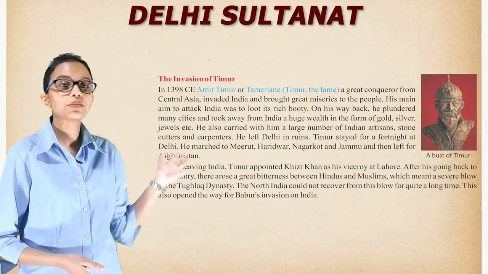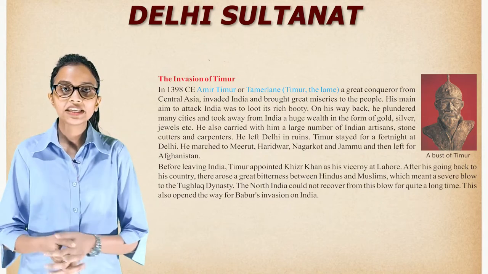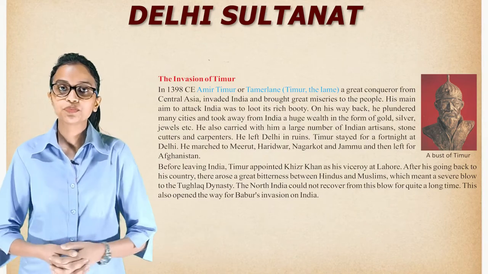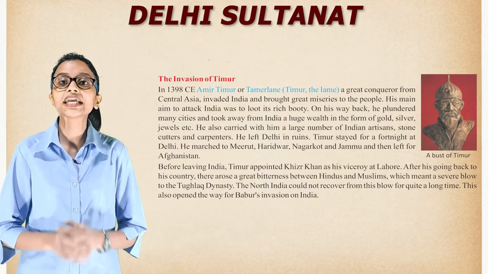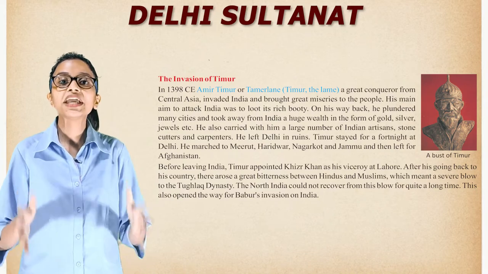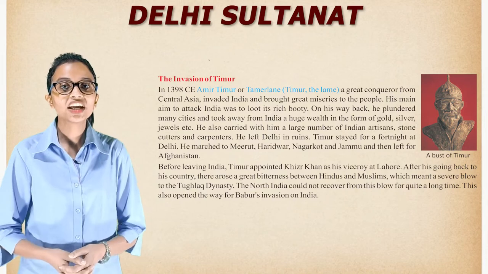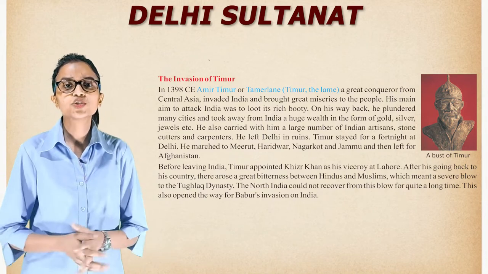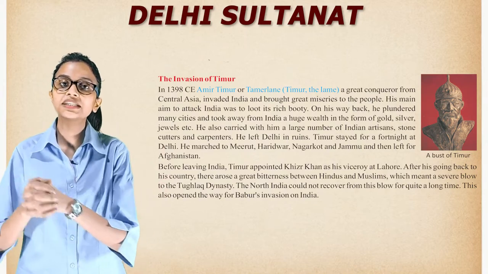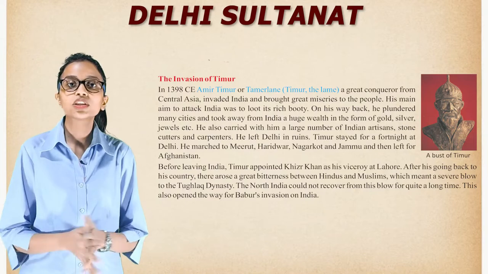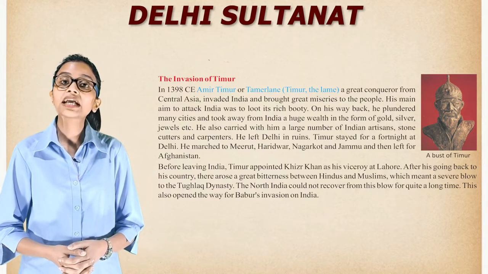The invasion of Taimur. In 1398 CE, Amir Taimur or Tamerlane, Taimur the Lame, a great conqueror from Central Asia, invaded India and brought great miseries to the people. His main aim to attack India was to loot its rich booty. On his way back, he plundered many cities and took away from India a huge wealth in the form of gold, silver, jewels, etc. He also carried with him a large number of Indian artisans, stone cutters and carpenters.